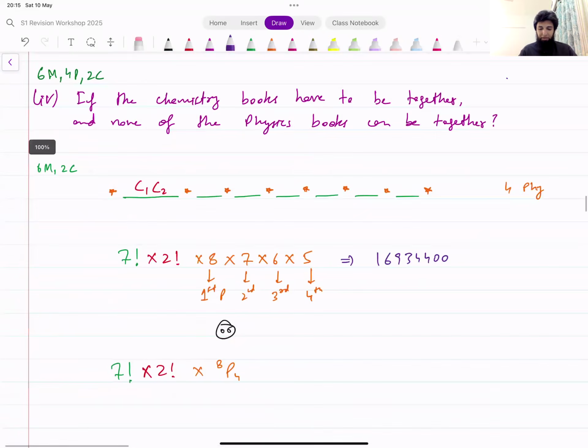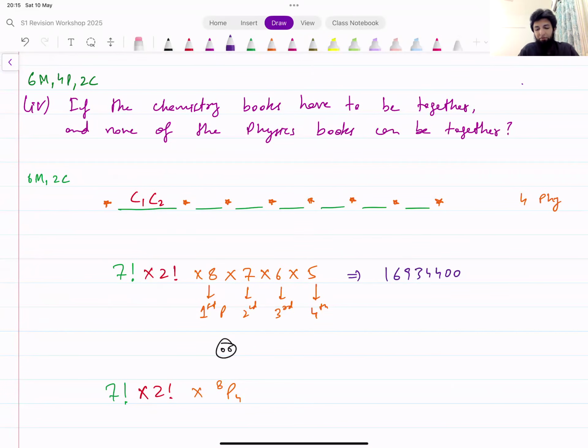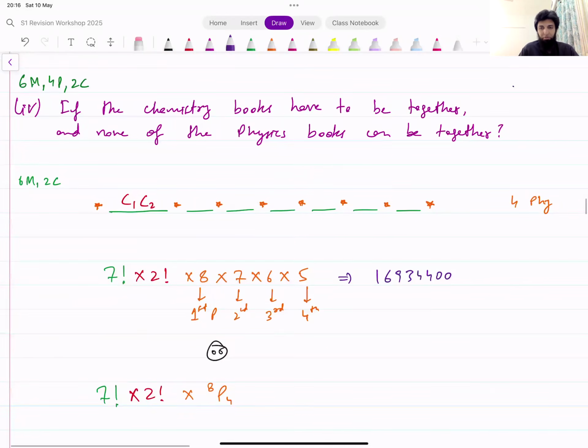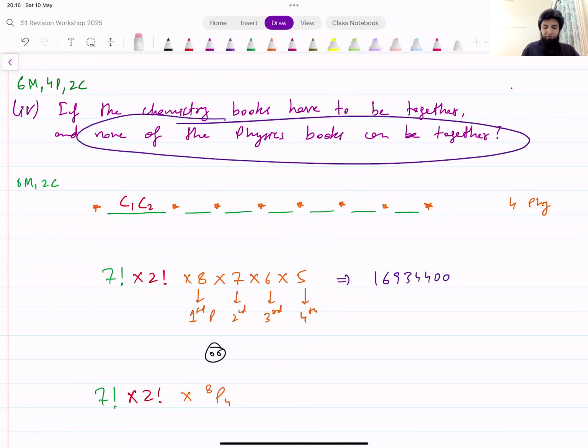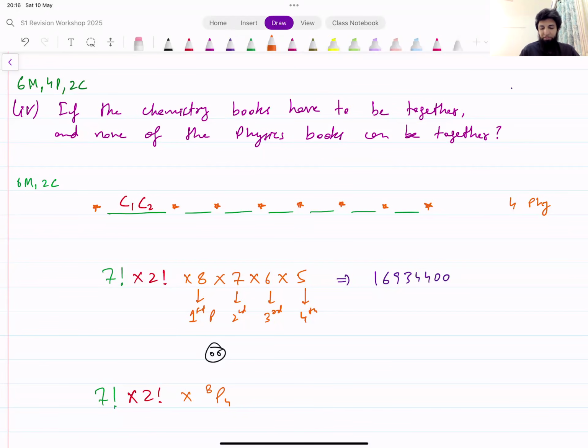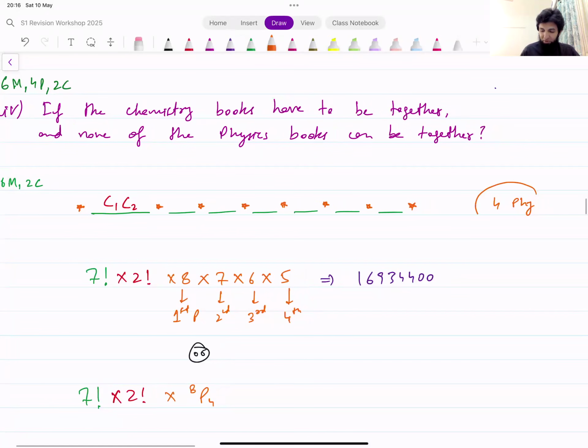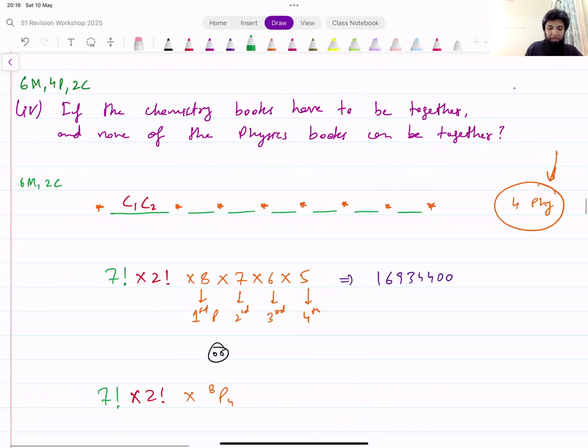Again, the same books. If the chemistry books have to be together and none of the physics books can be together. So now they can sometimes combine both the conditions as well. Some books have to be together and some other books have to be separated. Some objects have to be together and some other objects have to be separated. How does this work now? So none of the physics books can be together, right? None of the physics books can be together. So what we do is we say, okay, physics books is what we have to separate. What is it that we don't have to separate? The remaining books. That's 8 books in total.